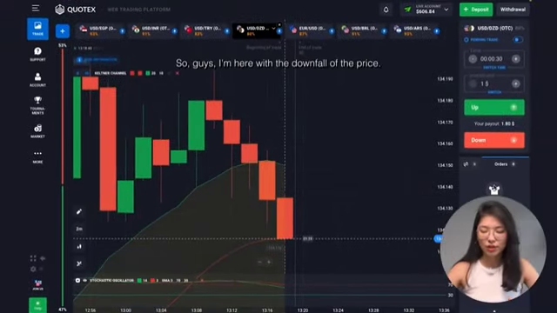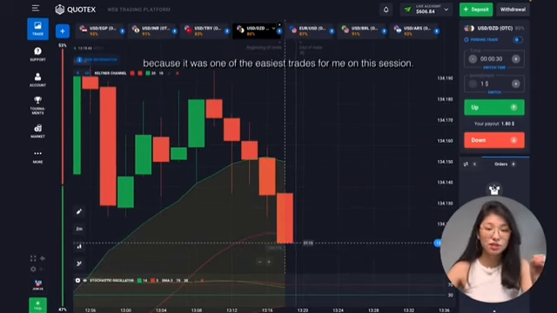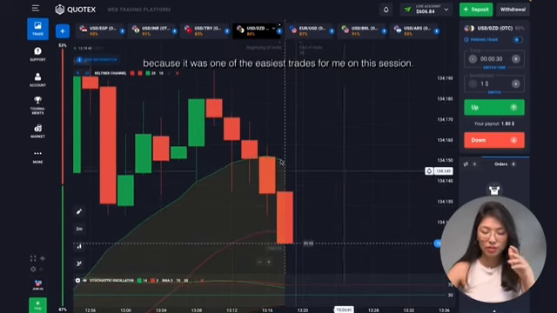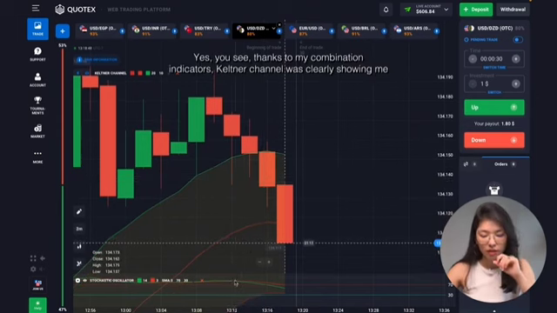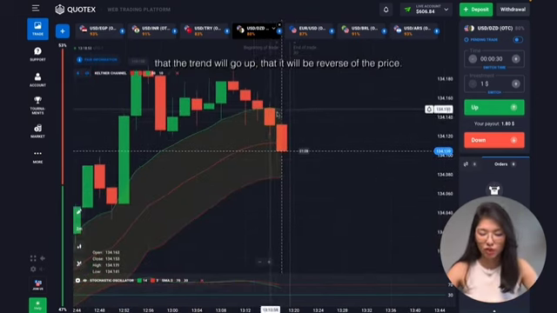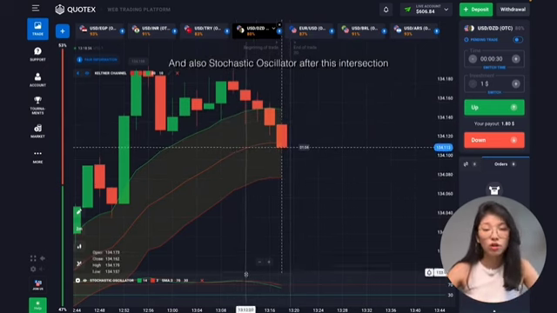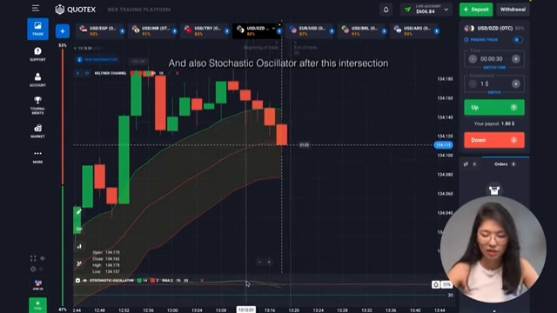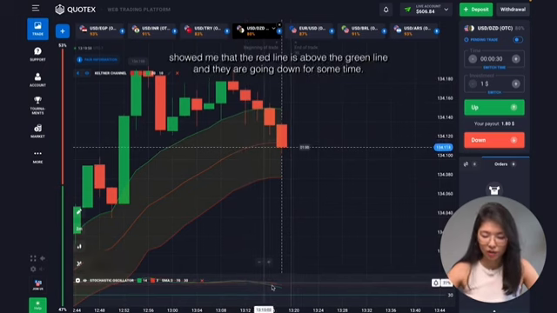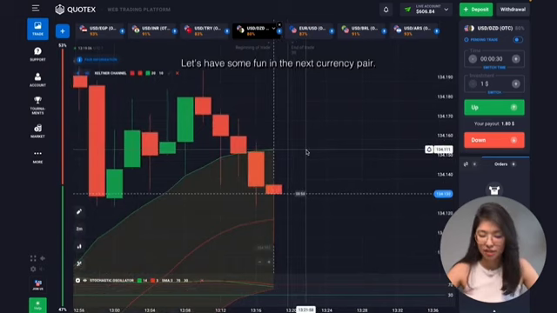So guys, I'm here with a downfall of the price, and I'm really happy it's happening because it was one of the easiest trades for me in this session. You see, thanks to my combination of indicators, the Keltner channel was clearly showing that the trend will go up, that there will be a reversal of the price, and also the stochastic oscillator, after this intersection, showed that the red line is above the green line and they're going down for some time.